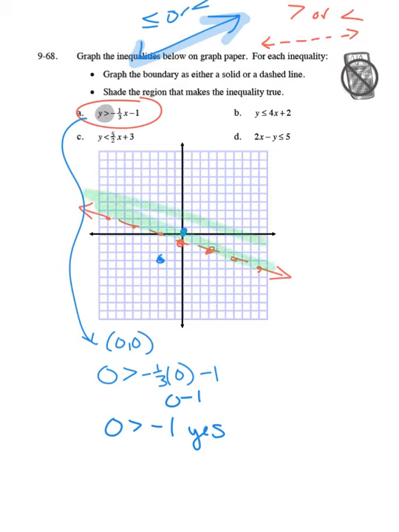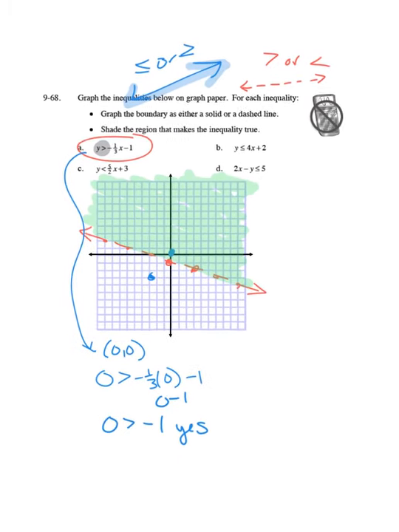Up here, and we'll shade this top side. If you got no, then you know that that's the wrong region, and you would shade the bottom side instead. And you could test a point on the bottom half to make sure that it is true in the inequality.